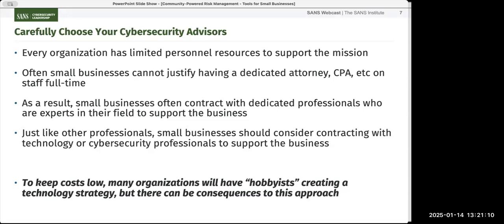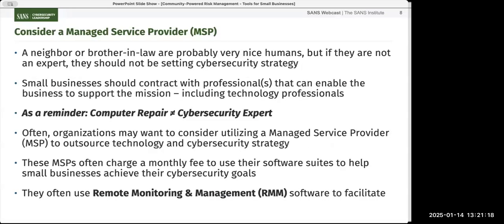If you're doing things ad hoc that you find on the internet and just doing enough to make something work, there's a possibility that things end up breaking longer term for you. And the thing I'd maybe say in a different way is neighbors, brothers-in-law, right? These are probably very kind, good humans who have your best interest at heart. But if they're not an expert in this space, do you really want them setting your strategy for cybersecurity? Whether that's cybersecurity or just technology in general, you need to find a professional, someone who's going to help you make these decisions.